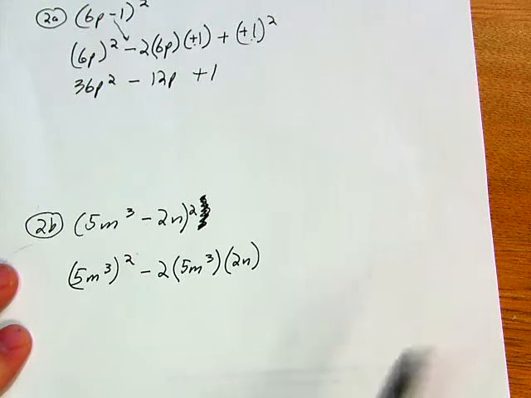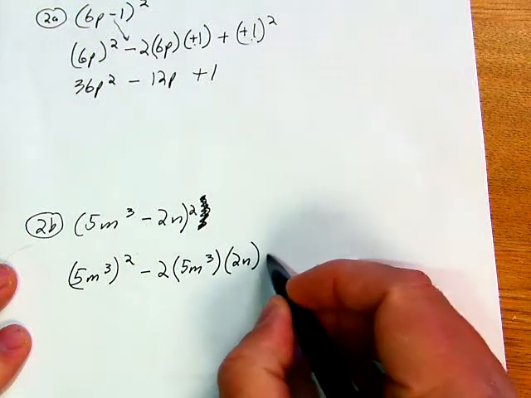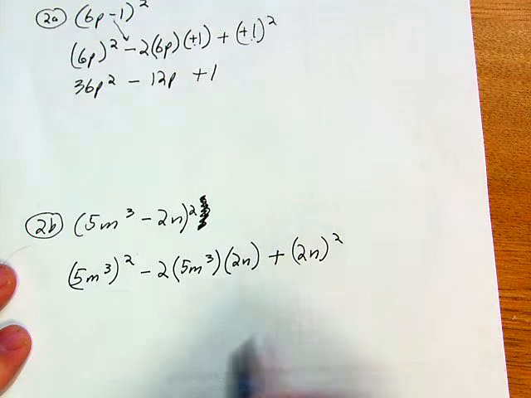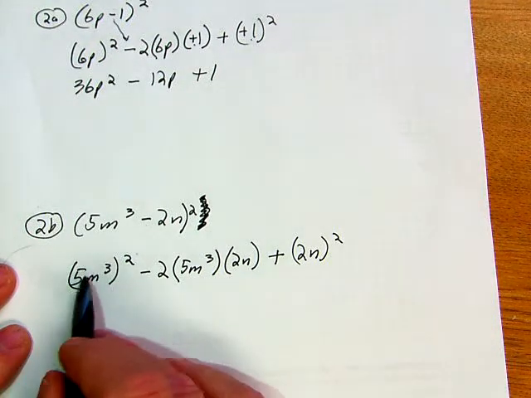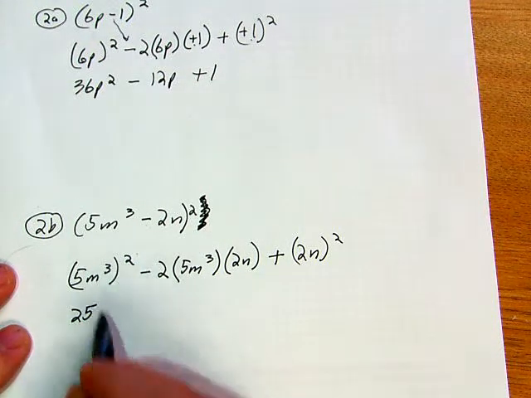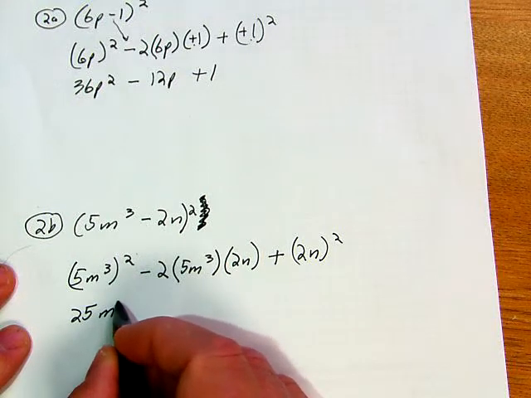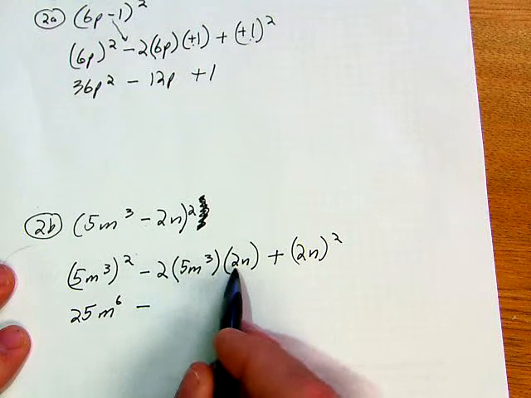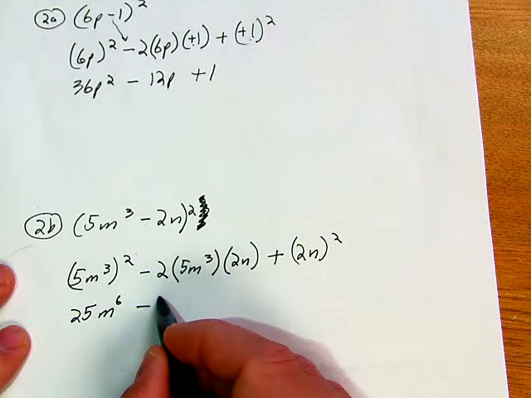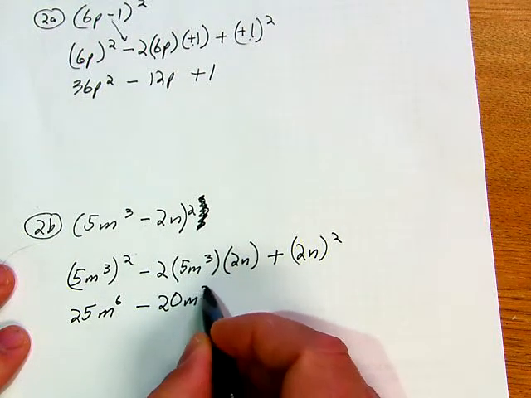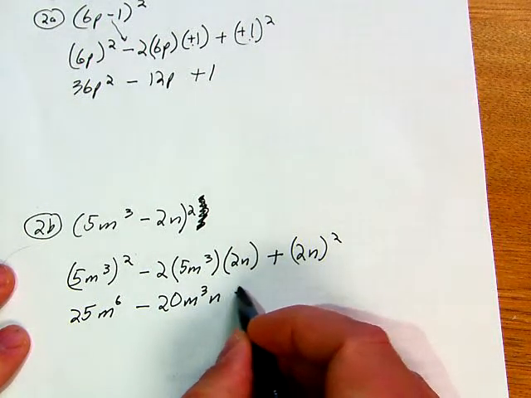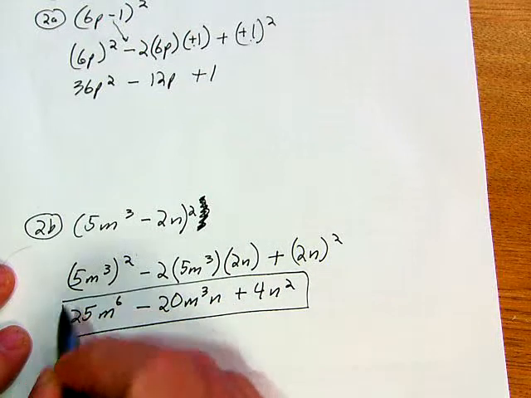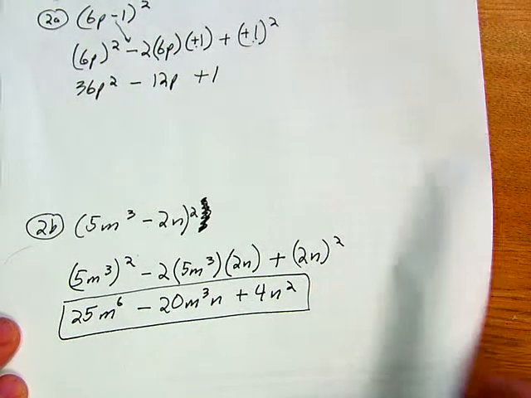So we come down and look at our problem again. b is 2n, so we have 2n squared. And when we carry this all out, 5 squared is 25. m cubed squared is m to the 6th, minus 2 times 5 times 2. 2 times 5 is 10, times 2 is 20. And m cubed n plus 4n squared. And that is our answer. Okay.